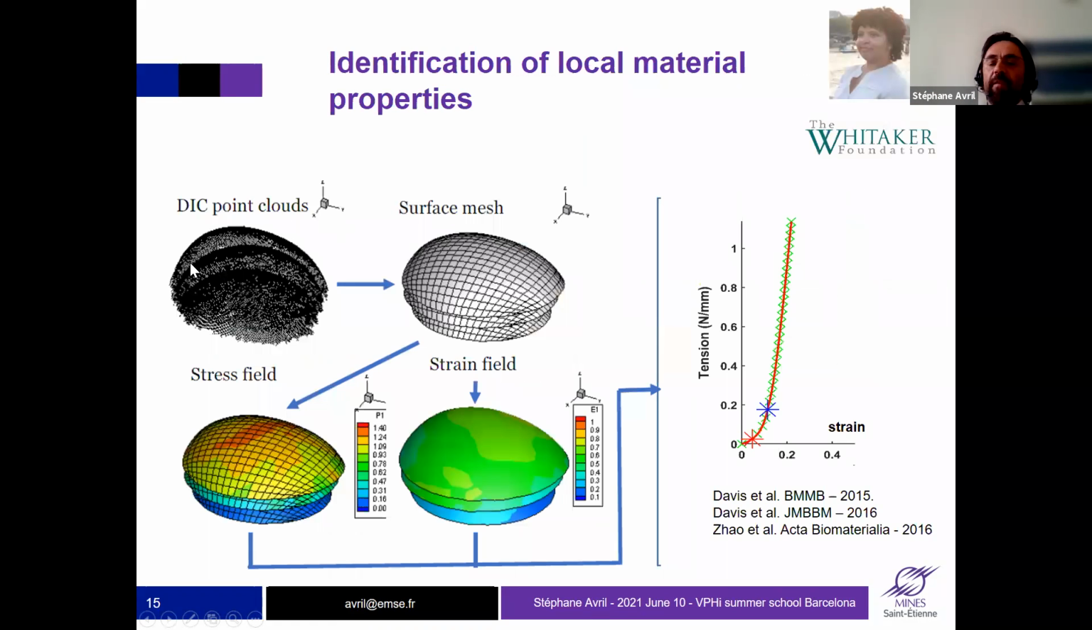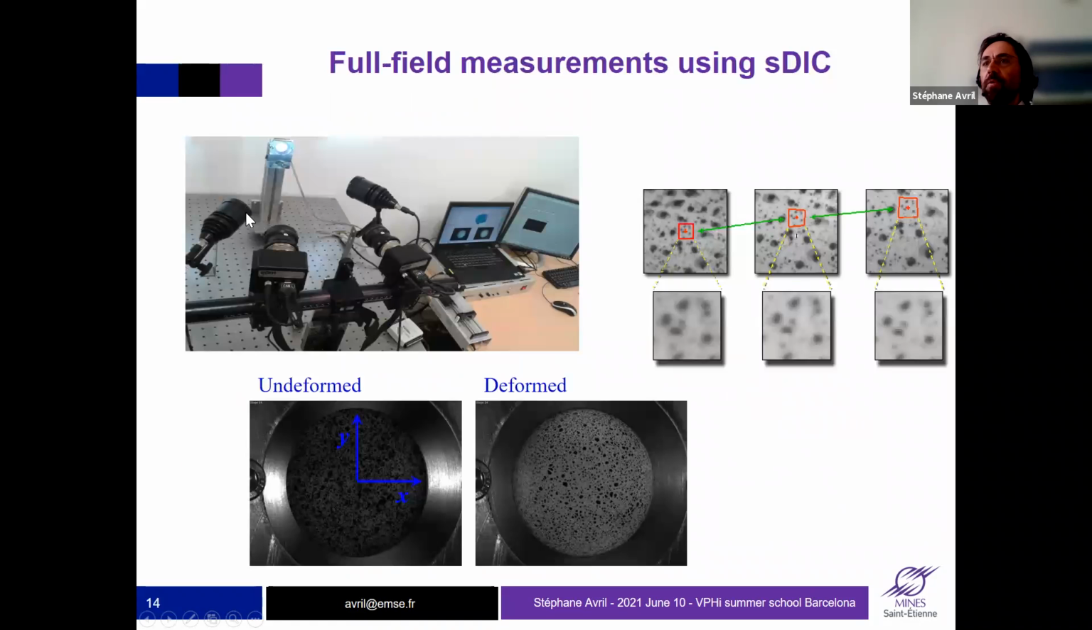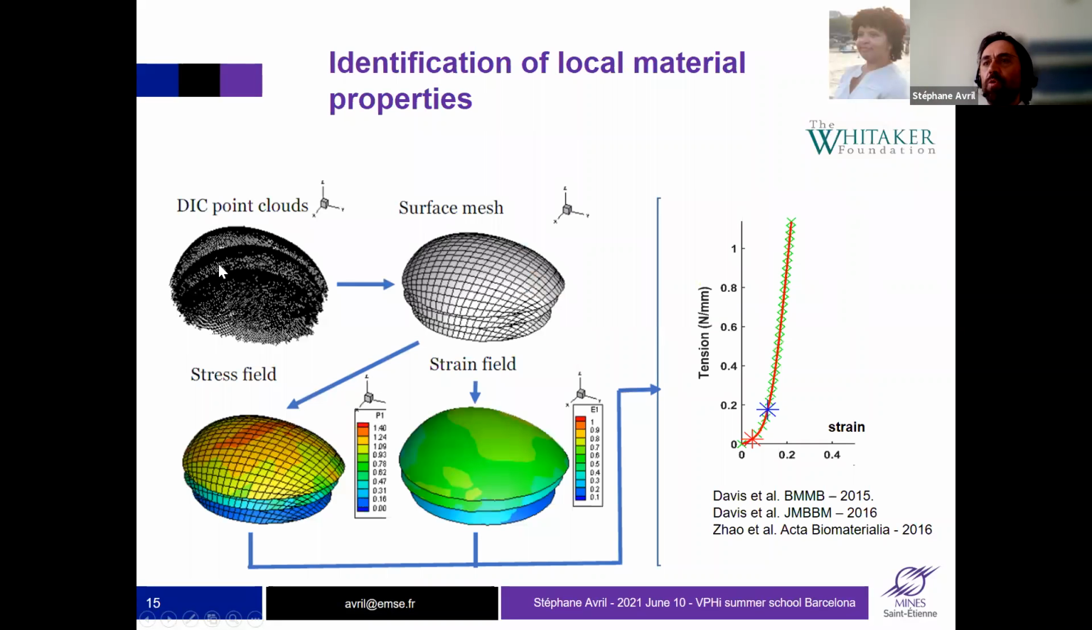Actually, thanks to digital image correlation and these cameras here, we could track the strain of every point and also their position during the inflation. And like this, we were able to reconstruct the surface of the sample during the inflation. So that's the work that was done by this postdoc student with the Whitaker Foundation funding.